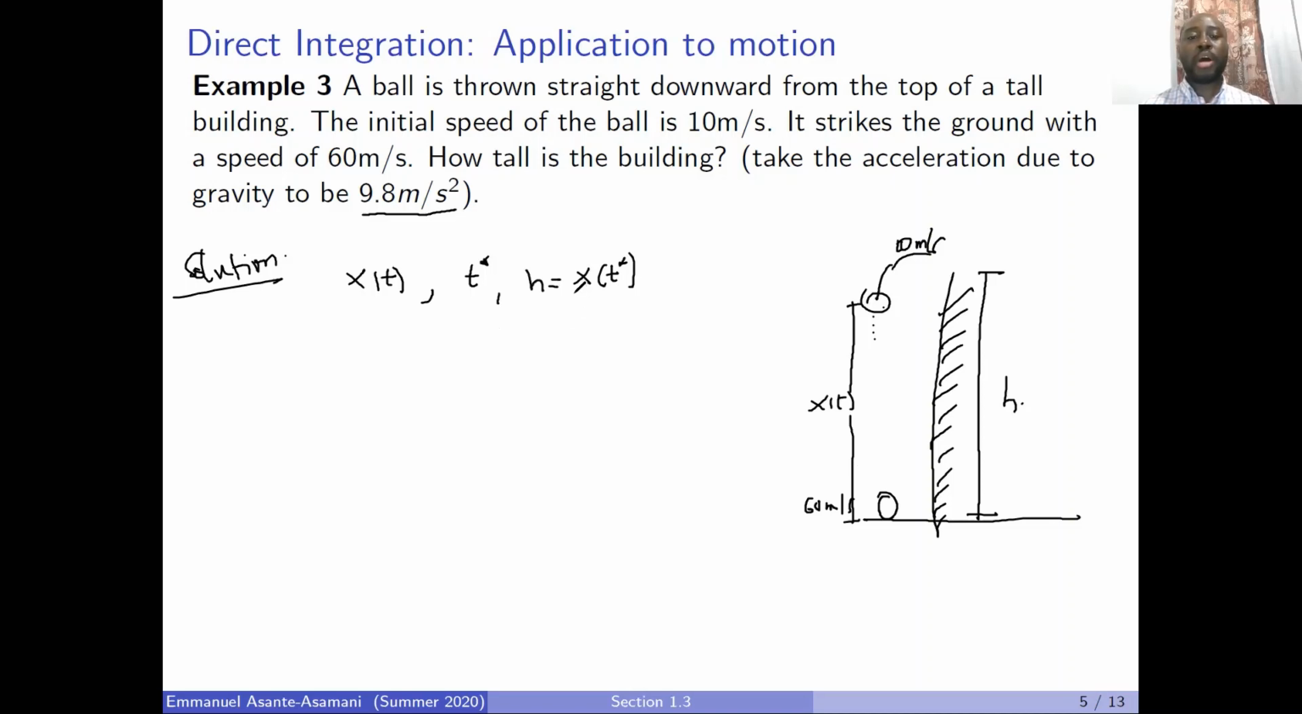Okay, so our goal is to find the position function and then determine the time exactly when the ball hits the ground, and then use that to calculate the height of the building. All right. Okay. So how do we find the position function?